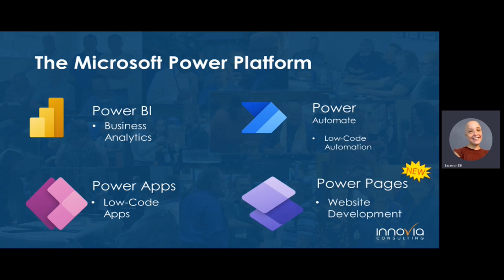Power Automate is the next part of the Power Platform. Power Automate is all about low-code automation. It allows you to create things like approval workflows, or sending email notifications. Basically, if there's any mundane, repetitive task that you find yourself being sucked into on a daily basis, taking up a lot of time, Power Automate might be a solution for you, because it allows you to automate processes based on triggers and then the action follows.